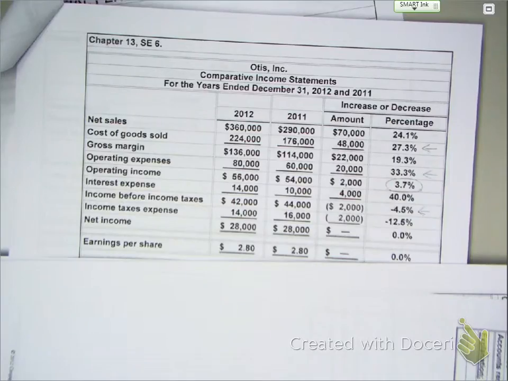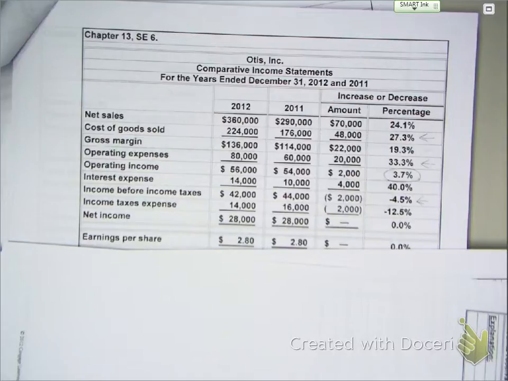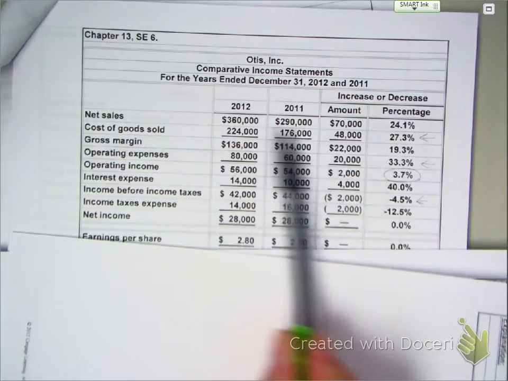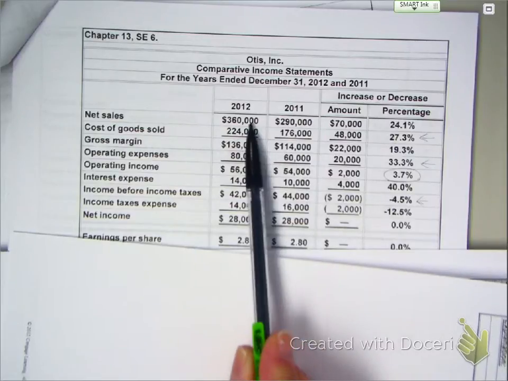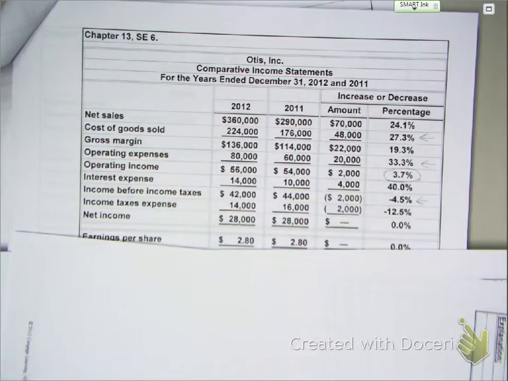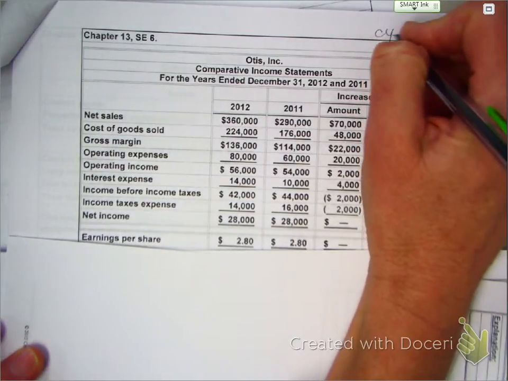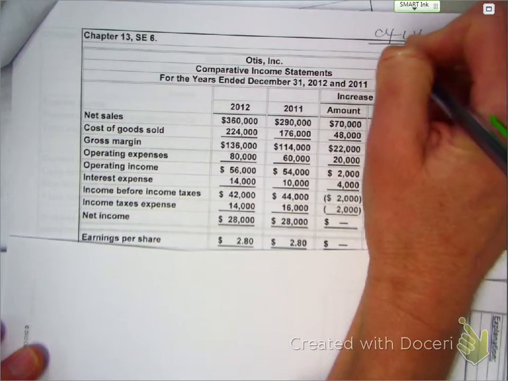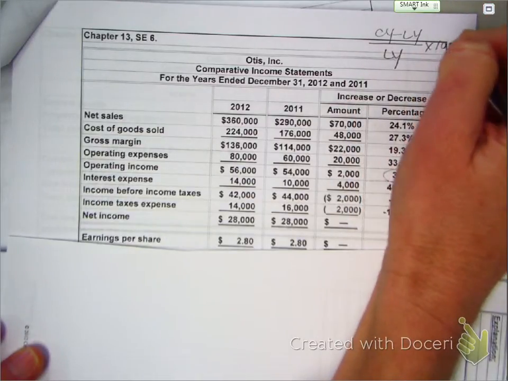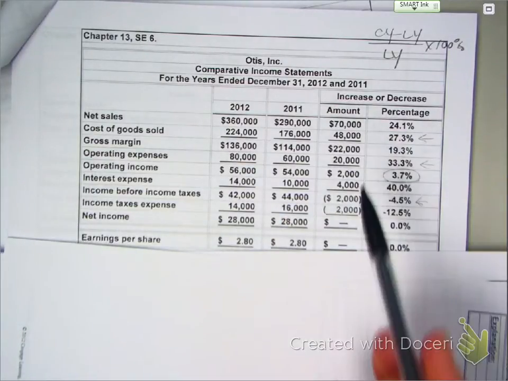And in SE6, I think most of you probably have a fairly easy job doing the calculations, okay? We're simply talking about the differences here between 2011, 2012, and then the percentage change. Percentage change just being the current year minus last year over last year and then times 100. Right? Okay, that's all you were doing. And these are the numbers you get.